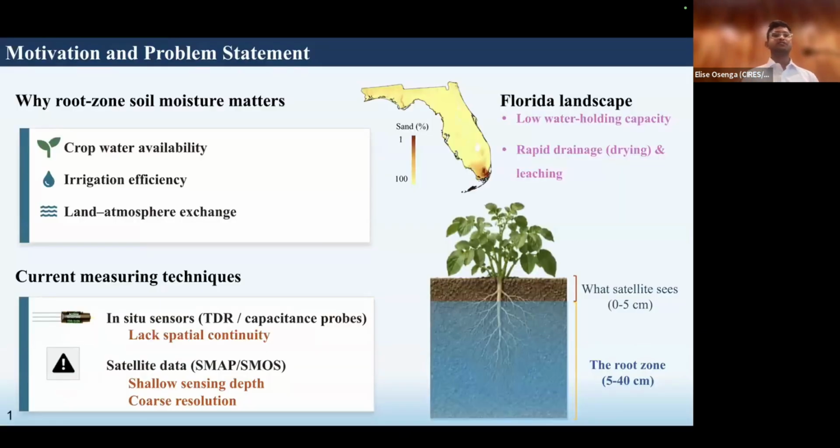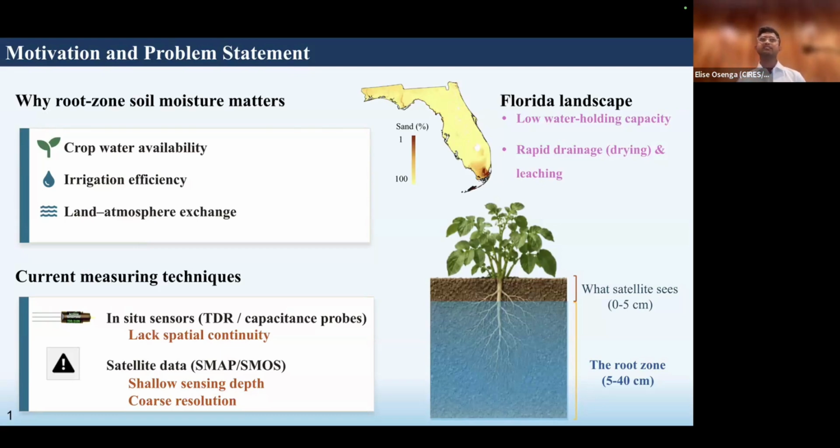So the motivation for this research was to reach the root zone soil moisture. The importance of root zone soil moisture is to identify whether the crop is under stress, irrigation efficiency, and the land atmosphere exchange. But the current limitation to measure root zone soil moisture is that in situ sensors lack spatial continuity, and the current satellite soil moisture data is of coarse resolution and has shallow sensing depth. Particularly SMAP and SMOS have 0 to 5 centimeter.